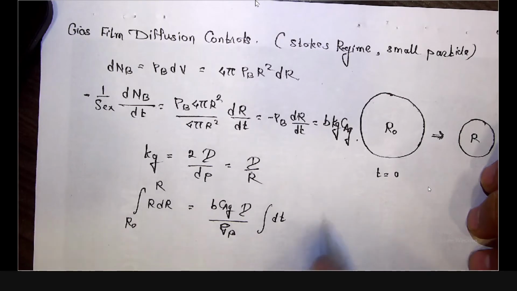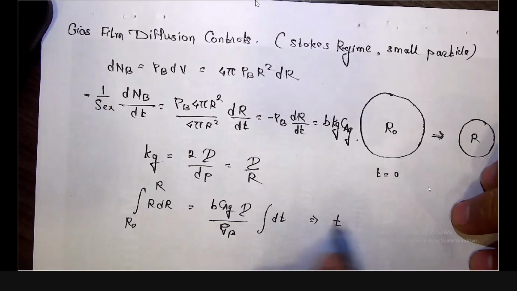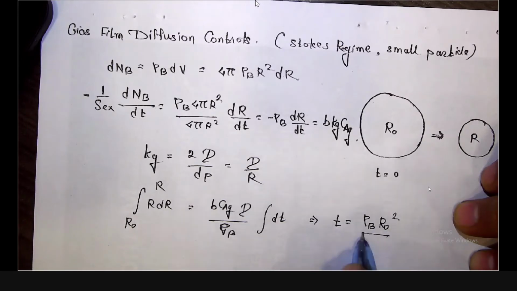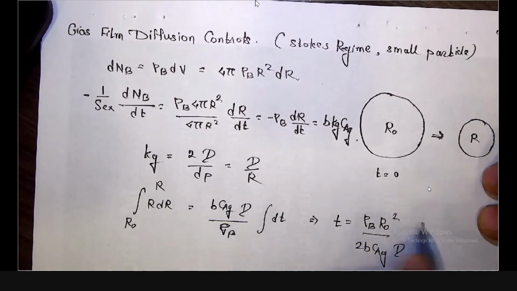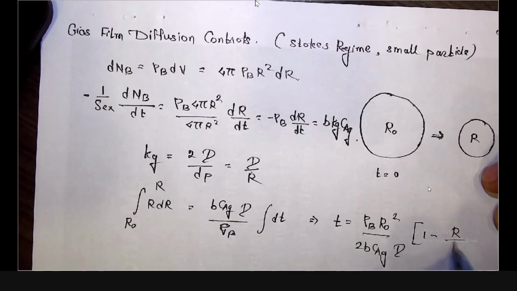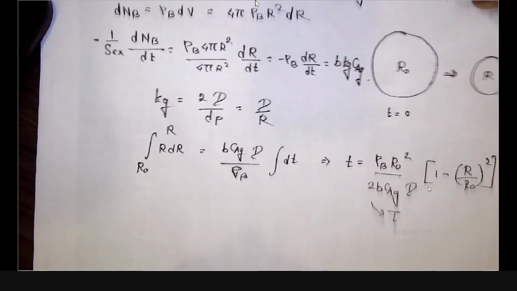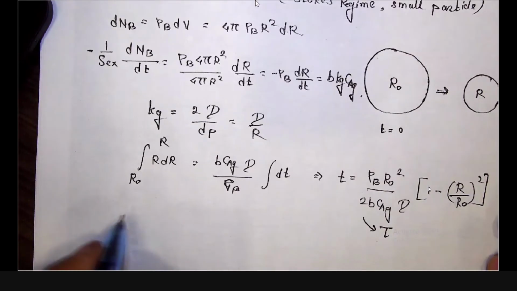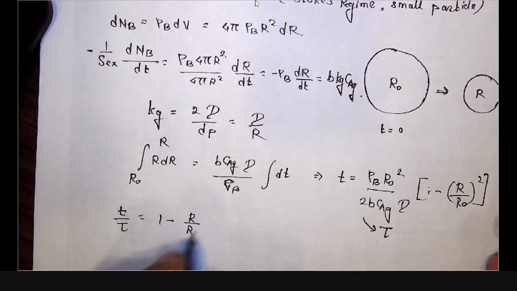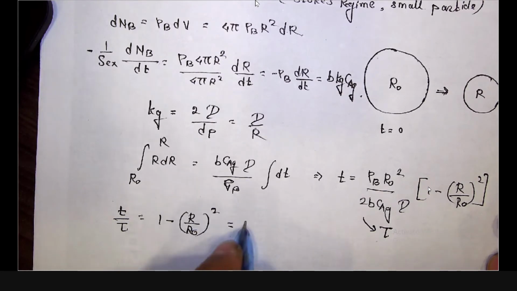So after simplification, this will become t is equal to rho b R0 square, the initial size of the particle, upon CAG, and this will be 1 minus R upon R0 whole square. So again, this particular term is the tau, is it? And here t upon tau is equal to 1 minus R upon R0 whole square, and this is equal to 1 minus Xb to the power 2 by 3.